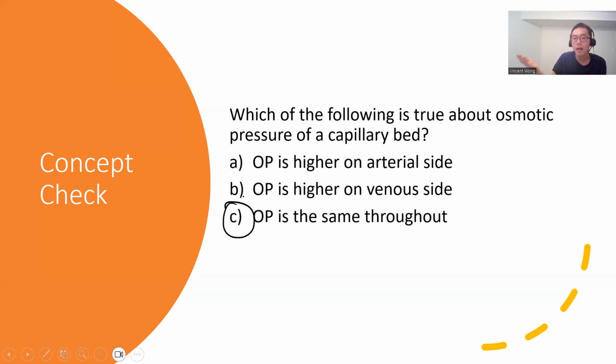Right? Why is it the same? Because the OP, the osmotic pressure, is dependent on the concentration of the blood and of the outside, right? And these things don't change from one side to the other. And that's why OP is the same. BP, on the other hand, will drop, right? So that's that.